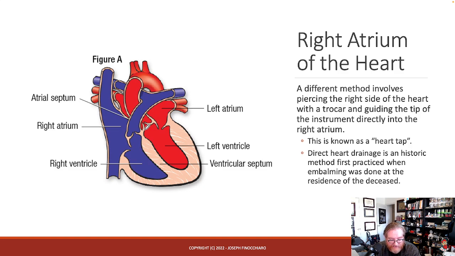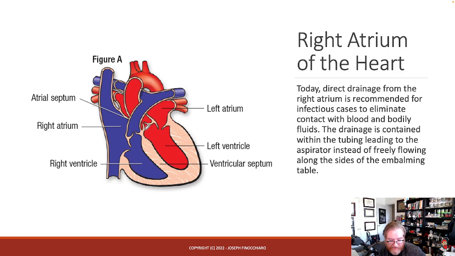Direct heart drainage is a historic method first practiced when embalming was done at the residence of the deceased. Today, direct drainage from the right atrium is recommended for infectious cases to eliminate contact with blood and bodily fluids. Insert trocar, you're not making cuts, you're not getting your gloves dirty, you're simply popping a trocar into place and you're done with it, and then the hose takes it all the way down. The drainage is contained within the tubing leading to the aspirator instead of freely flowing along the sides of the embalming table where it could get on you or aerosol or cause any other problems.